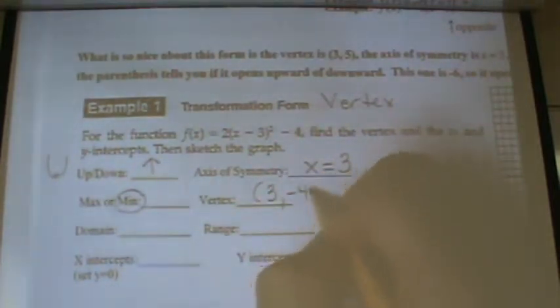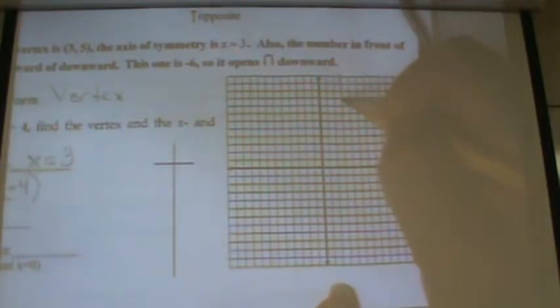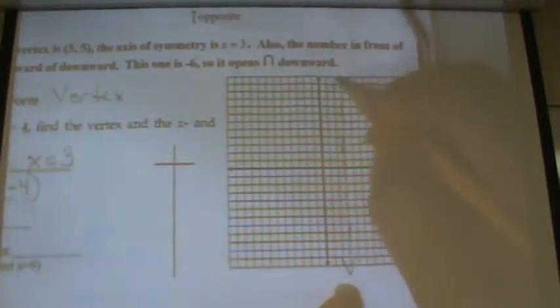Now, this is all old stuff. Do you guys remember this? How do you graph the axis of symmetry? You do a dotted, a hash line. Why do we do a broken line and not solid? Because then they'd be confused for part of the graph.